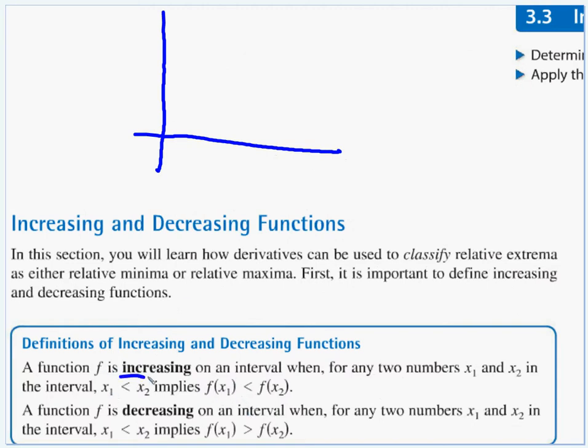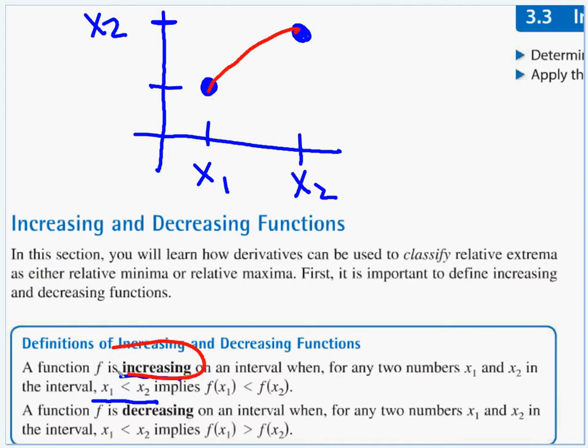It says here our function is increasing, and it says x sub 1 is less than x sub 2. That means it is to the left of it on the positive x-axis. So here's x sub 1 less than x sub 2. This implies that the output f of x sub 1, that's right here, is less than f of x sub 2. So x sub 2's output is higher, it's going to be up here. If I connect those dots, we can see that that is increasing.